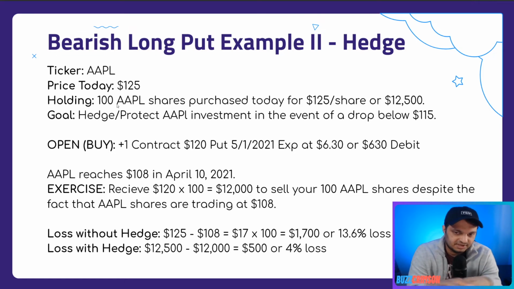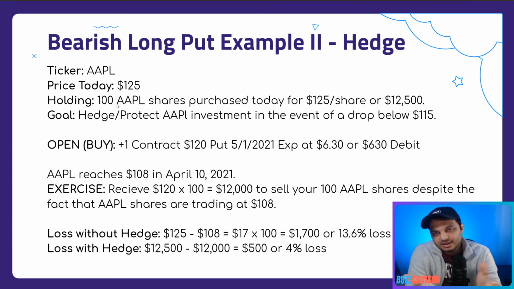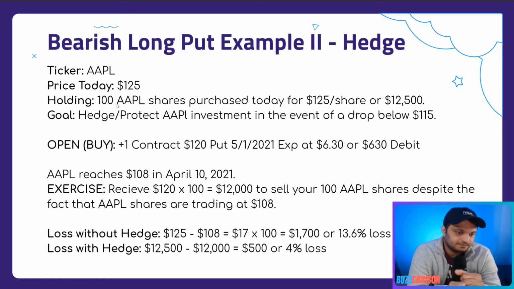I don't want to own shares after that price. However, I can always put a stop loss at 115, but I want to reduce my losses, and this is how I can do it. I can buy an option contract, a put option at strike price 120, expires in May, and I'm paying $630 for this option. So let's see what happens. Apple reaches $108. It starts to decline, and it reaches $108 on April 10th.